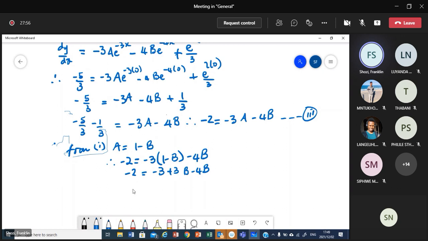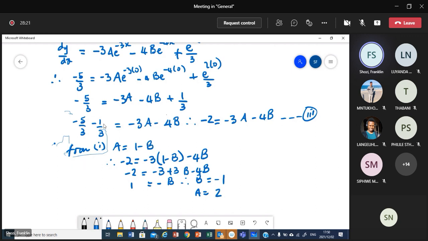The total is, I'll get 1 is equal to minus b. Therefore, my b is minus 1. Check whether I've done that correctly. Yes, so b is minus 1. What is a? B is minus 1, so a is 2.